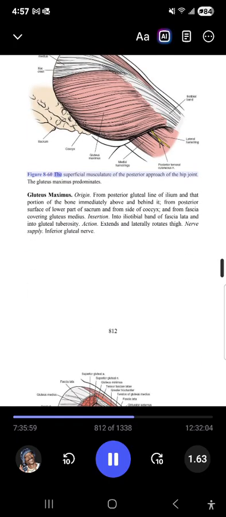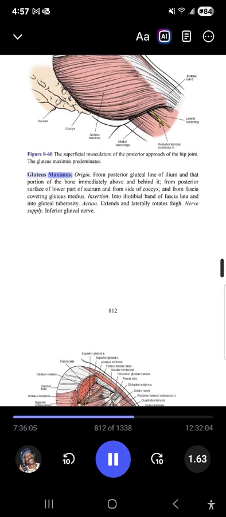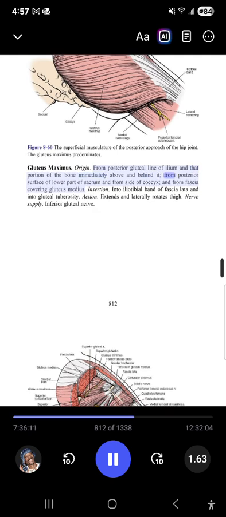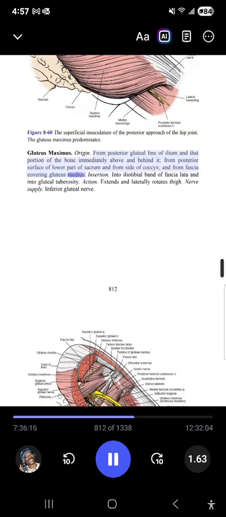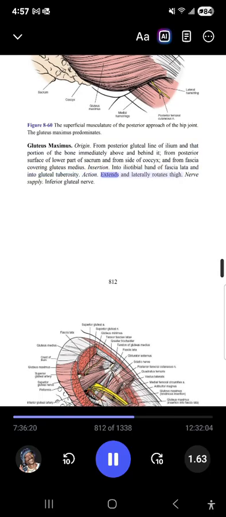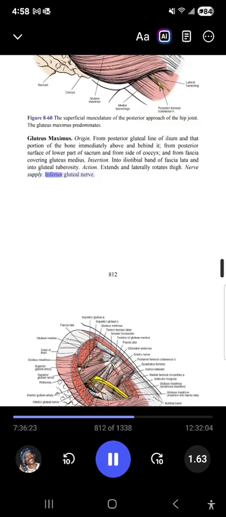Figure 8-60: the superficial musculature of the posterior approach of the hip joint. The gluteus maximus predominates. Gluteus maximus, origin: from posterior gluteal line of ilium and that portion of the bone immediately above and behind it, from posterior surface of lower part of sacrum and from side of coccyx, and from fascia covering gluteus medius. Insertion: into iliotibial band of fascia lata and into gluteal tuberosity. Action: extends and laterally rotates thigh. Nerve supply: inferior gluteal nerve.